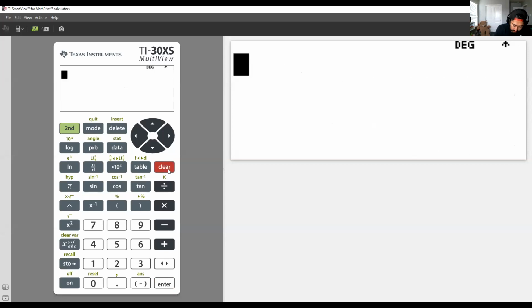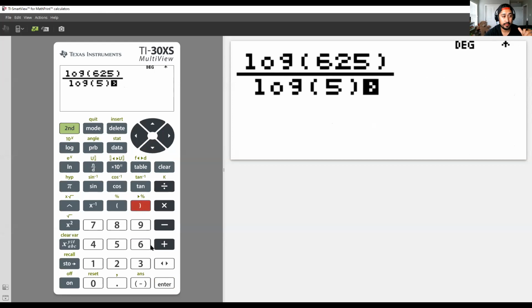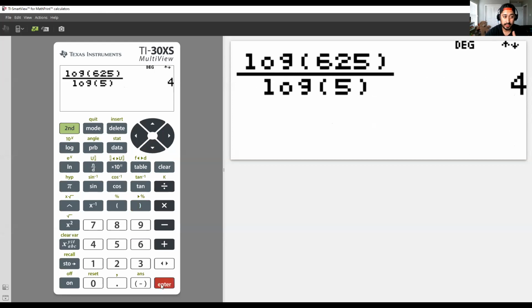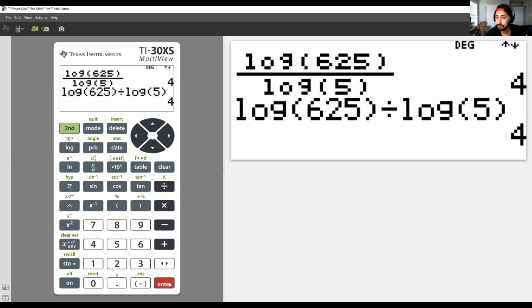Okay, so we type in the first one. I'll start with my fraction button and I'll say log 625 over log of 5. That's it. Enter. We get 4. Or even, if you don't have that fraction button, log 625 divide log of 5. Same thing. Okay, moving on to the next one.